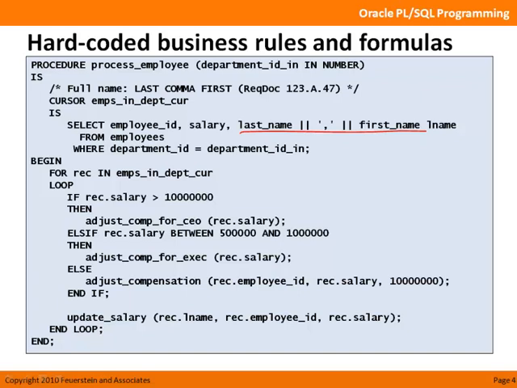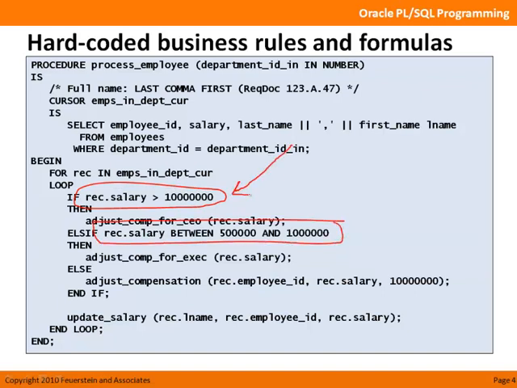That's not all. Then inside my cursor for loop, I say, if the salary is greater than 1 million, well, that means clearly, by looking at the code, I can say clearly that means it must be the CEO. So do an adjustment of compensation for the CEO, passing in the salary value. If the salary is between 500,000 and 1 million, well, that must be an executive, a non-CEO executive, so we'll adjust their compensation. Otherwise, we'll adjust the compensation for everybody else. Well, each one of these little Boolean expressions are also business rules. We're saying that this is what defines the CEO. This is what defines an executive.